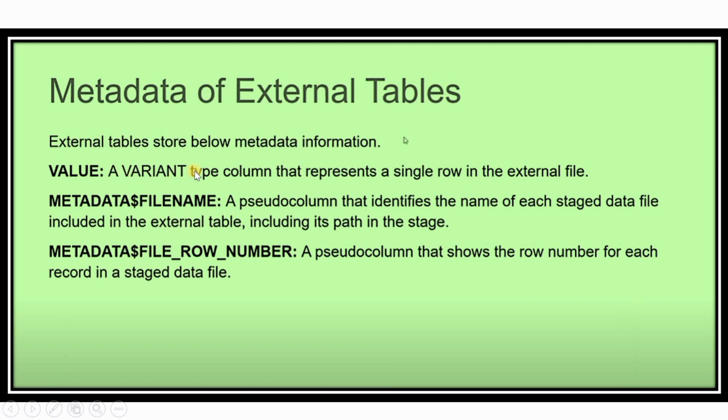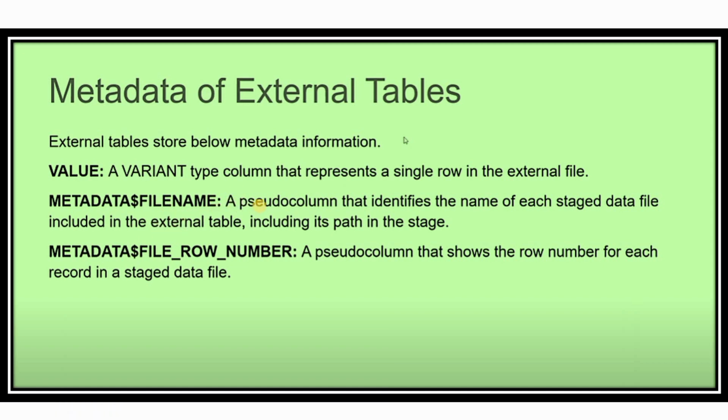Okay, and it will store the variant type column that represents a single row in the external table. And the external table also stores the metadata file name, as we told you in the earlier slide, that it will store the value, file name, and row number. A pseudo column that identifies the name of each file in the external stage, including its path in the stage. There will be this column, metadata file name, and it will store the name of the file.